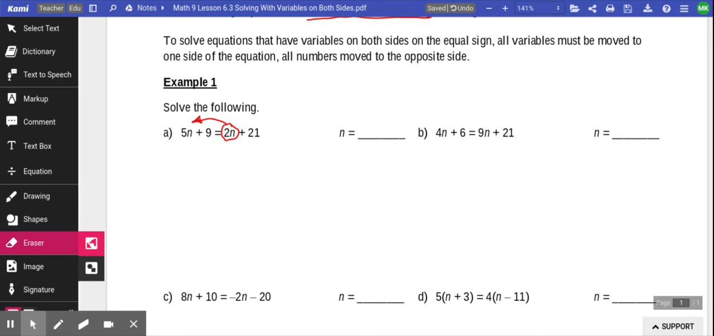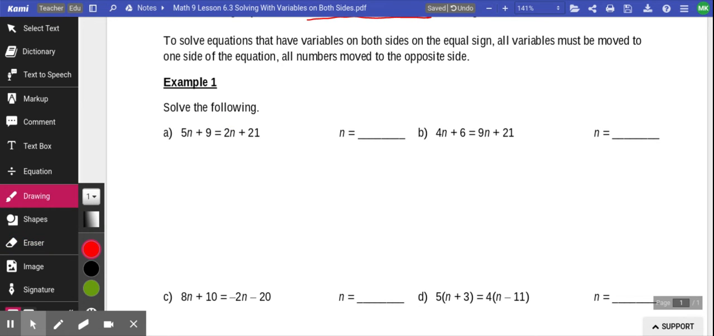I typically will make a decision based on the coefficient of those variables. So if I look at this question, I have 5n and I have 2n. Whichever one has less, I'm going to move to the other side. That usually helps me stay with positive numbers, and positive numbers are easier to work with. So for me, my first step would be I want to take those 2 n's and I want to move them to the left side of the equation somehow.